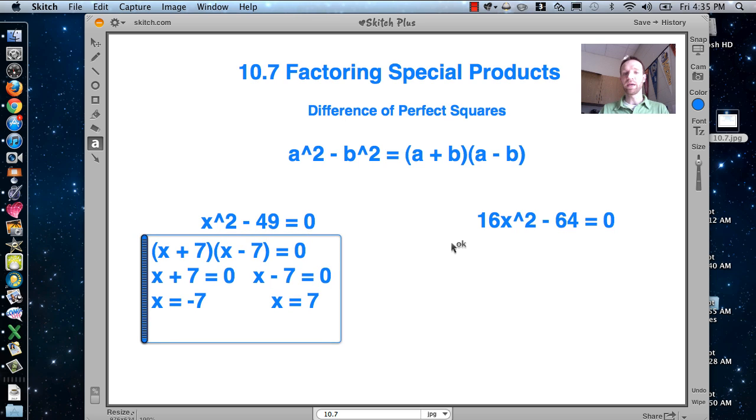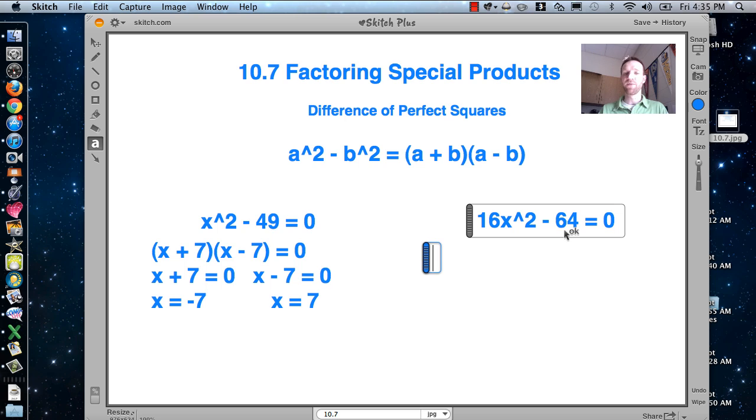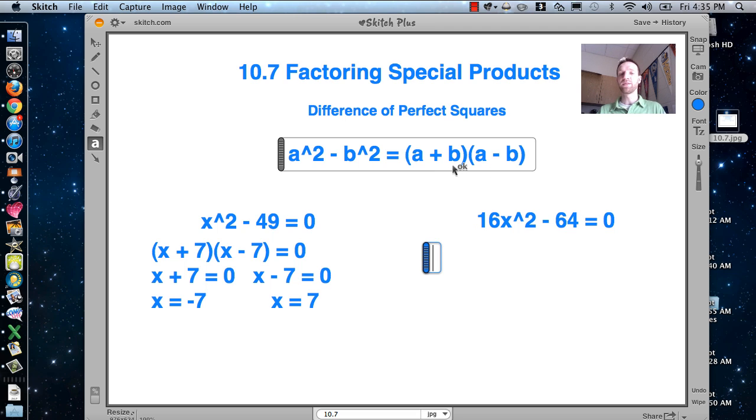Let's take a look at this one over here. I have 16x squared minus 64 equals 0. Again, I don't have a middle term, that bx, just two terms, so that tells you that something different is going on here. Ask yourself, is this a perfect square? Well, the square root of 16 is 4, and the square root of 64 is 8. Yes, this is a difference of perfect squares. It fits the pattern. So we're going to factor it using the idea that the square root of one plus the square root of the other, times the square root of the first one minus the square root of the second one, is the solution.